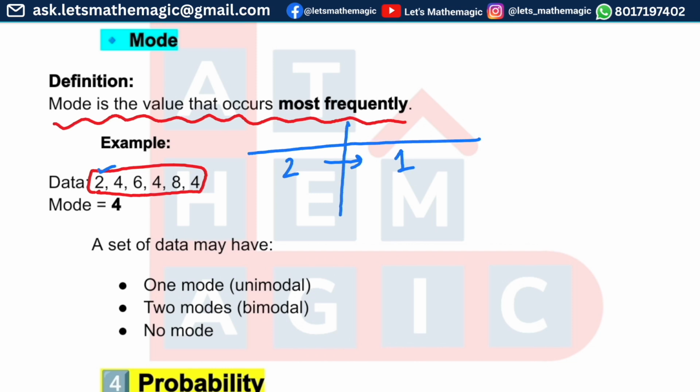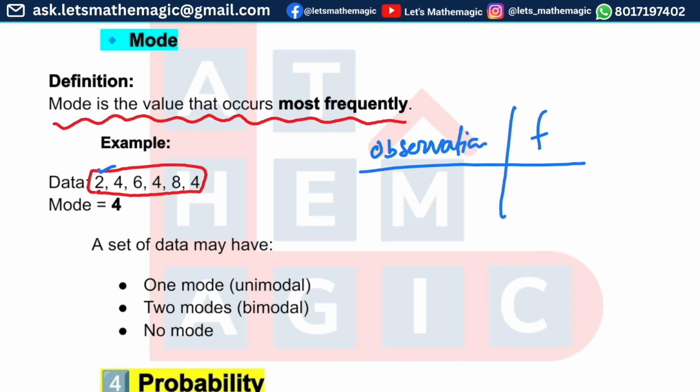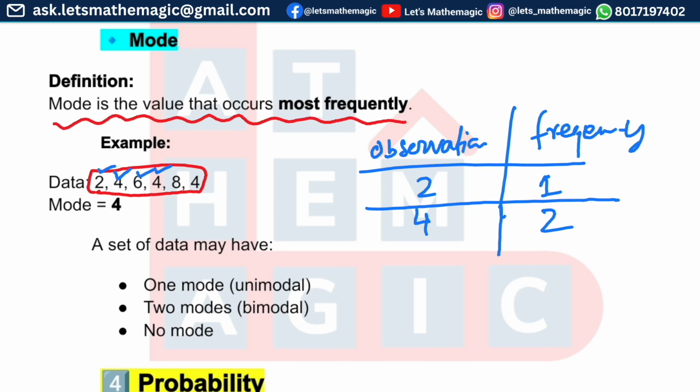Like if I make a chart like this, with the observation and the frequency. Alright, so if I say how many times 2 has occurred, only 1 time. How many times 4 have occurred? 2 times, so 4 frequency is 2. How many times 6 has occurred? Only once. How many times 8 has occurred?